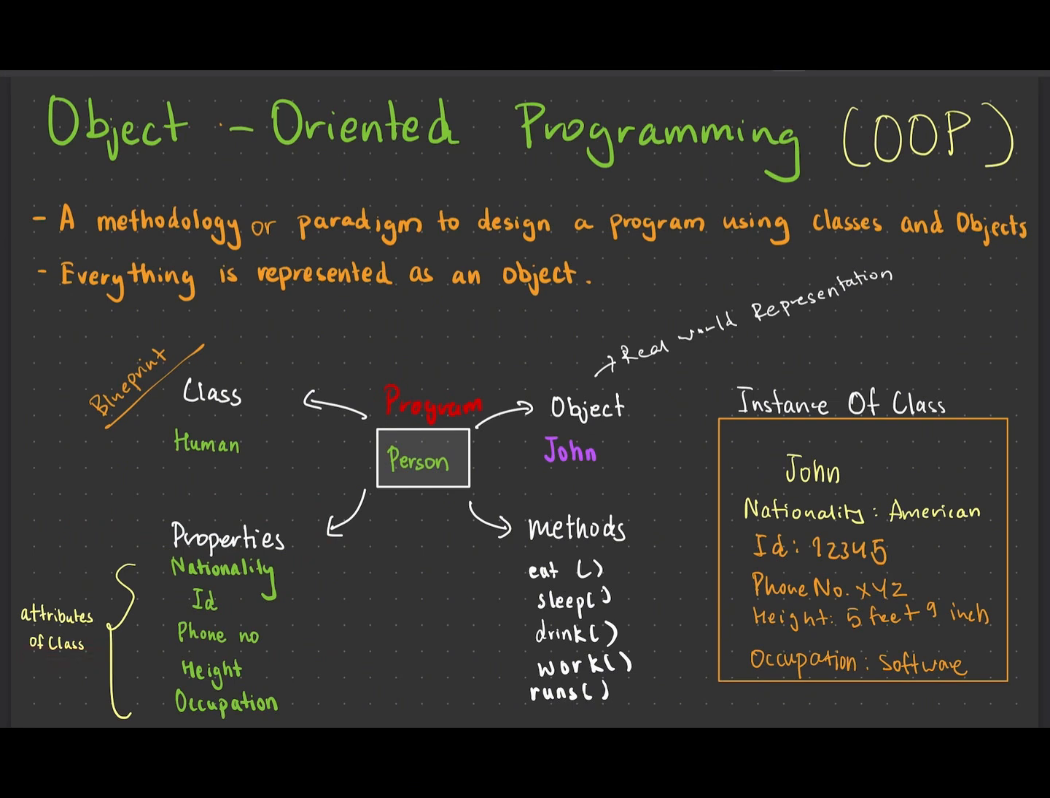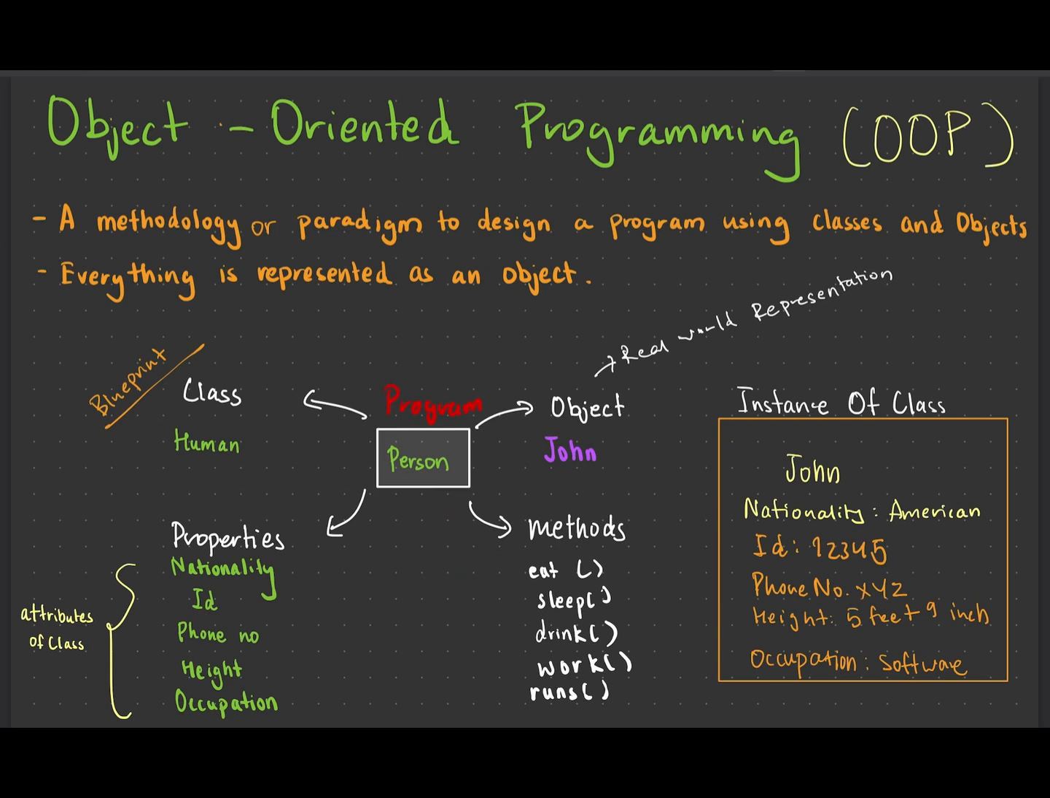Humans also perform activities like eating, sleeping, drinking, working, and running. In programming, these activities are called methods. So a class like human is a blueprint that describes the structure, which are properties, and actions, which are methods, of an object, in this case, a person.